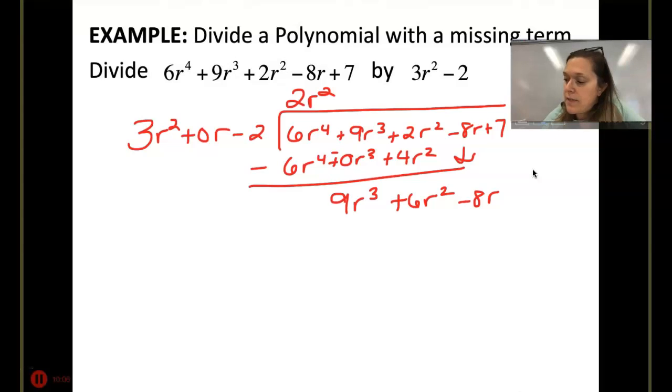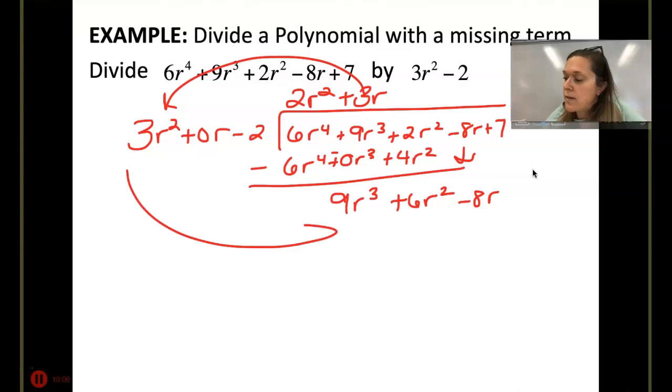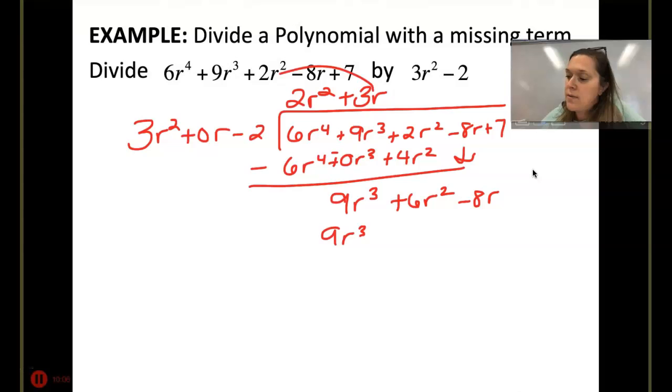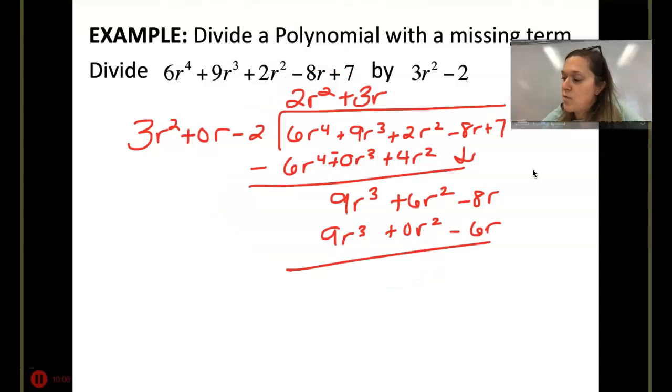Now focus right here. I have a 9r to the 3rd, 3r squared. What do I need to multiply by? I need a 3r. Okay, so 3r times 3r squared, write the product here. 9r to the 3rd. 3r times 0, write the product here. So 0 r squareds. 3r times negative 2, write the product here. So negative 6r. Subtracting, change your signs. Leaves you with 6r squared minus 2r. Bring down the 7.